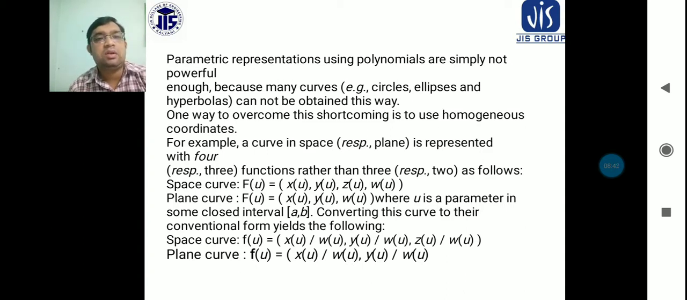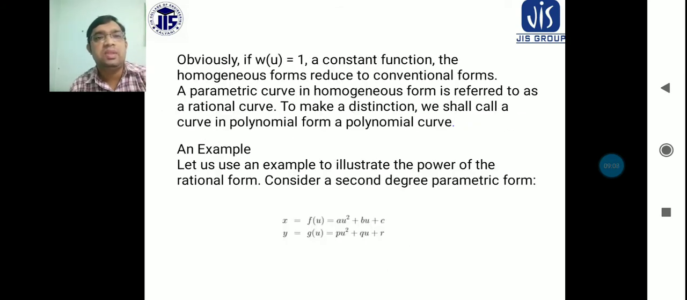These are the three coordinates, the x, y and z axes, that will be considered for this type of space curve. And the plane curve is found here: f(u) equals (x(u)/w(u), y(u)/w(u)). This is called the plane curve. Obviously, if w equals 1, a constant function, the homogeneous form reduces to the conventional form.